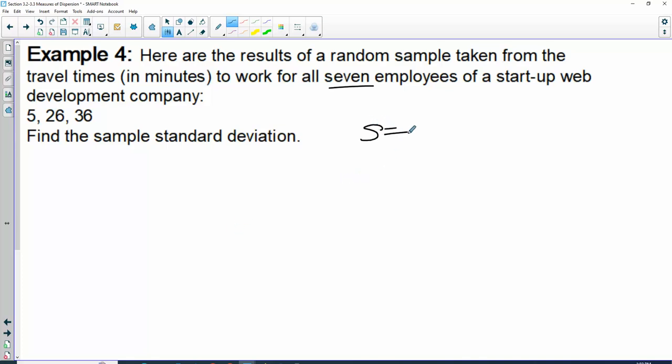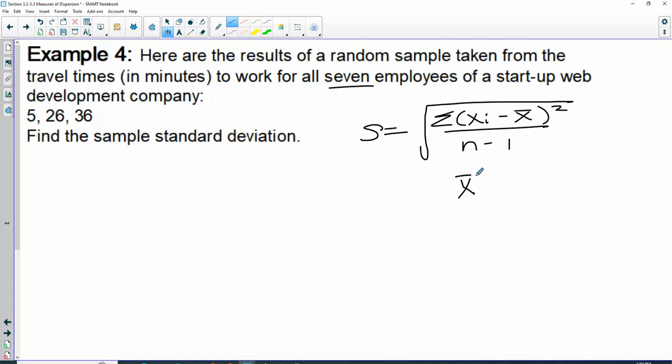So the formula, if you're looking at your formula sheet, is the square root of the sum of x minus x bar, which is just your mean, squared, divided by n minus 1. So we need our mean here. How do we find the mean of these? Add them up. So 5 plus 26 plus 36, and divide by 3.